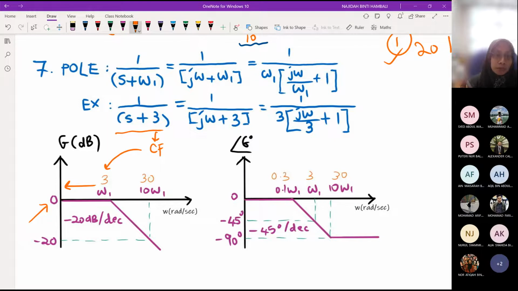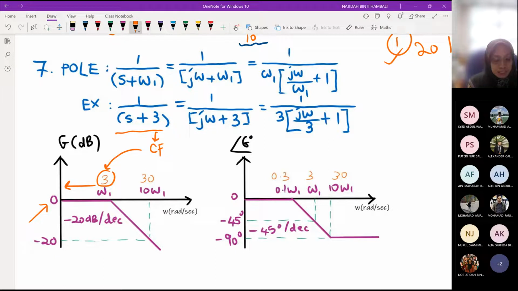Only theory number 1 until 5 have a starting point that is not zero. Other than that, starting theory number 6 and so on, the starting point for magnitude must be zero. Okay, and then below the cutoff frequency, this is your cutoff frequency, which is equal to 3, which is the value of your pole.